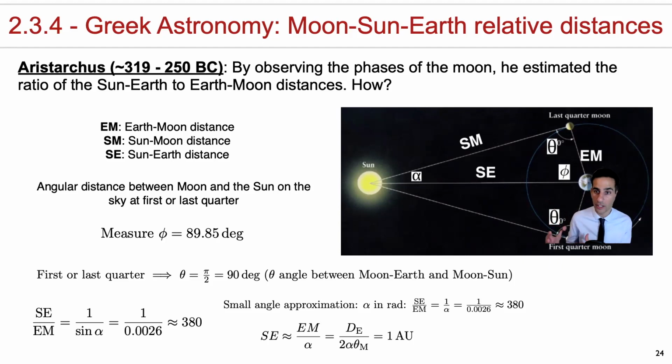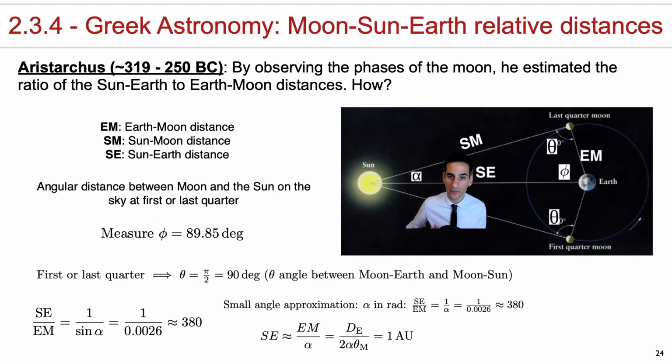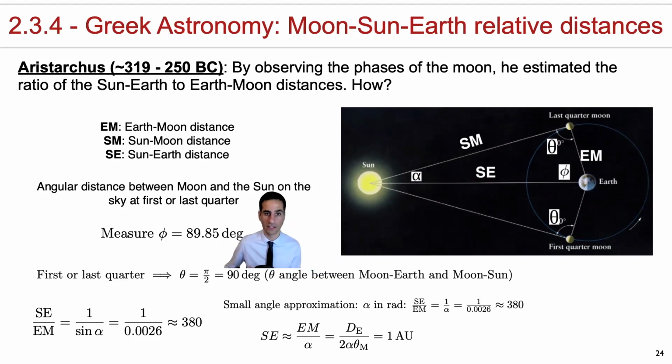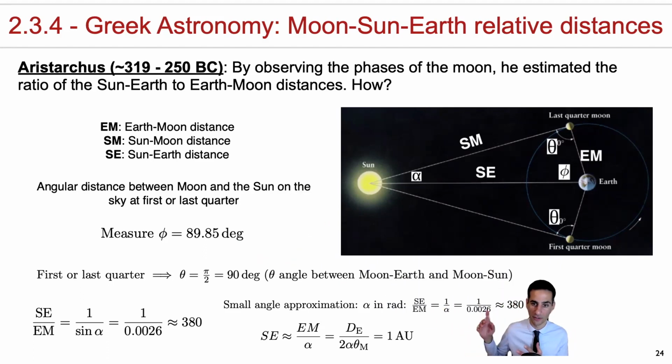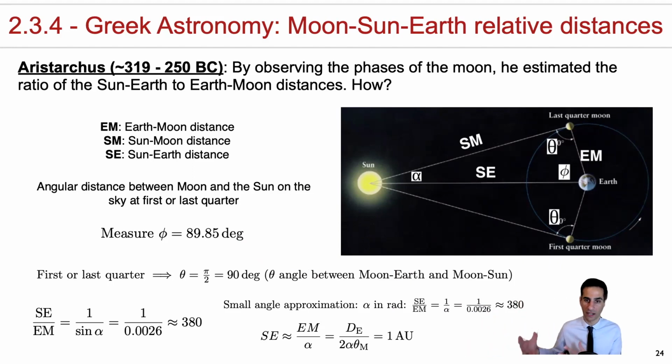If we do that, then because we know that the sum of the angles of any triangle needs to be 180 degrees, we can figure out what we're looking for, which is this angle alpha. It turns out that if you do this measurement, it ends up being something like 89.85 degrees, implying that alpha is a really small angle. That's just 90 degrees minus 89.85, which in radians corresponds to the value you can see here, 0.0026.